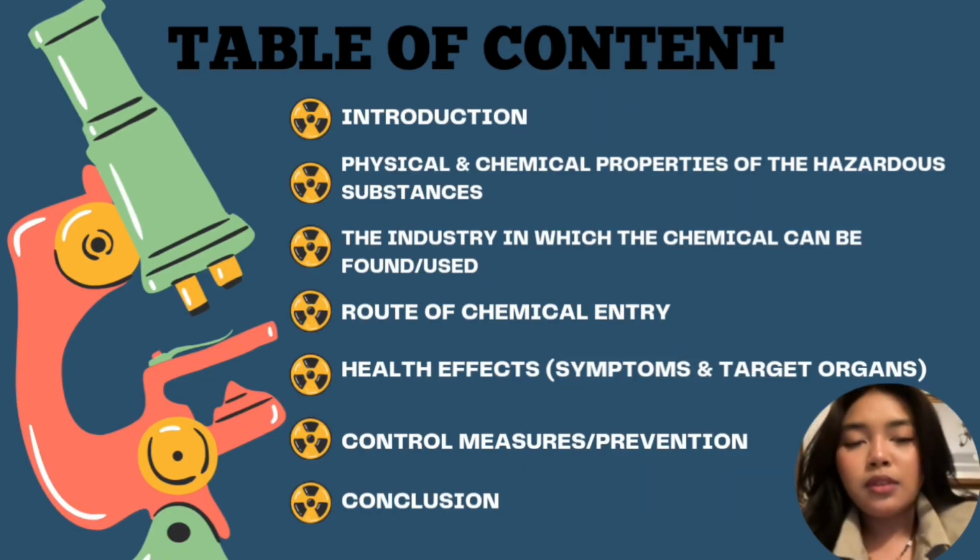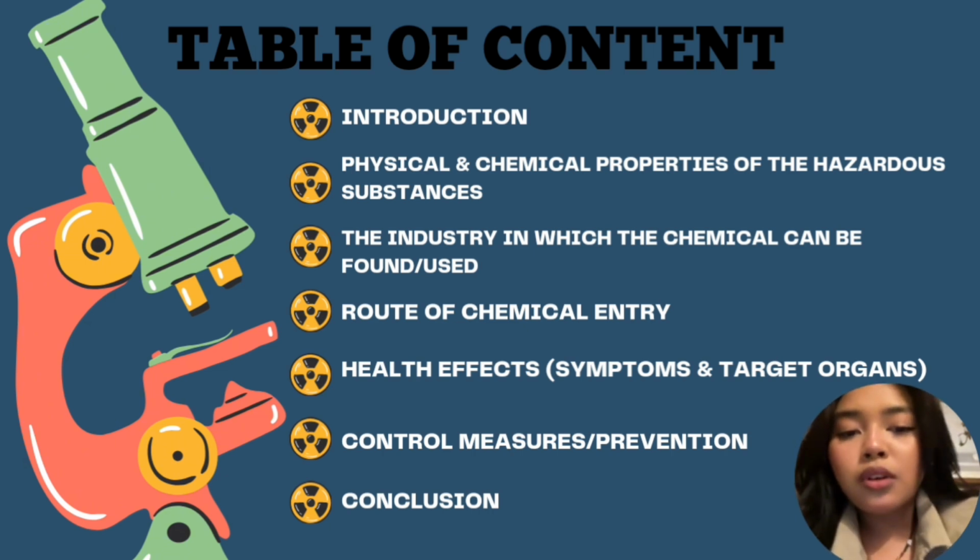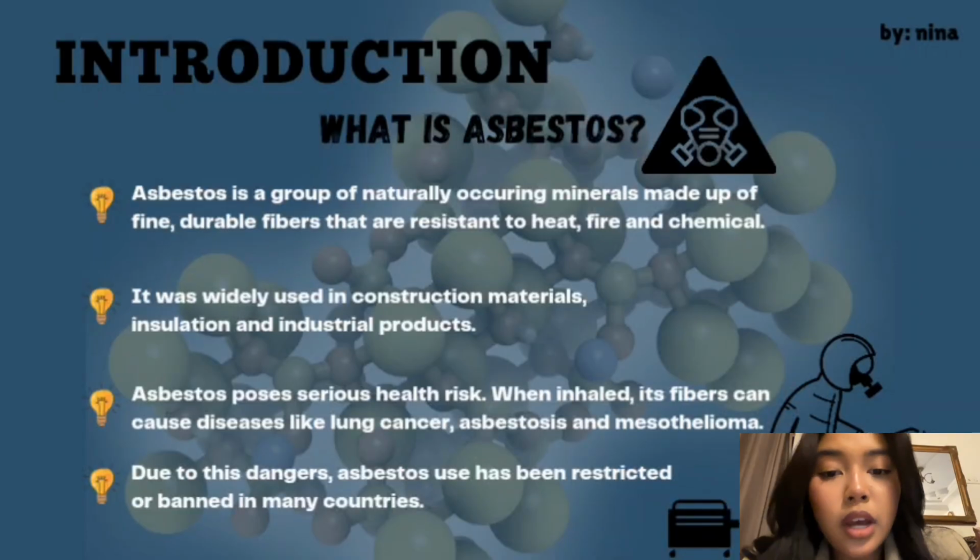So this is our table of contents: introduction, physical and chemical properties of asbestos, the industry in which asbestos can be found, route of chemical entry, health effects, control measures or prevention, and the last one is our conclusion. So, apa itu asbestos?